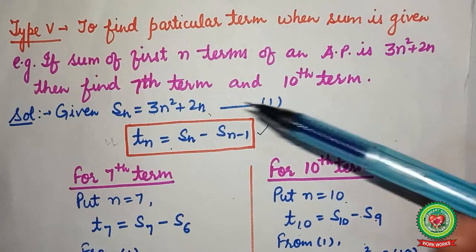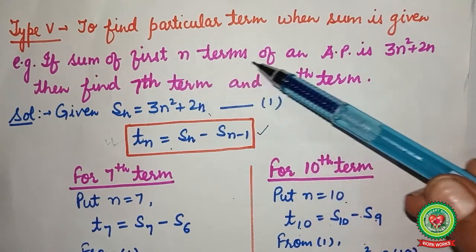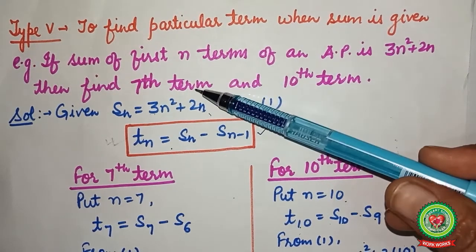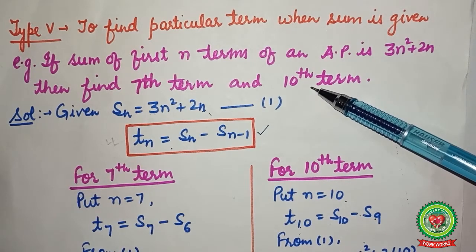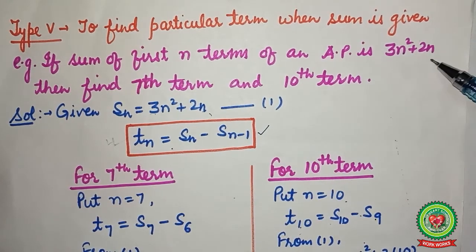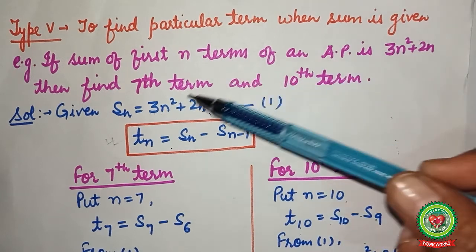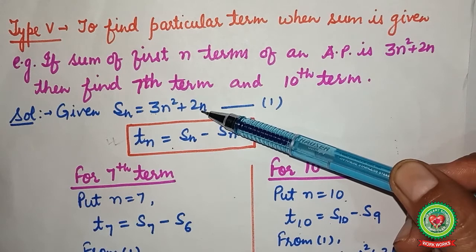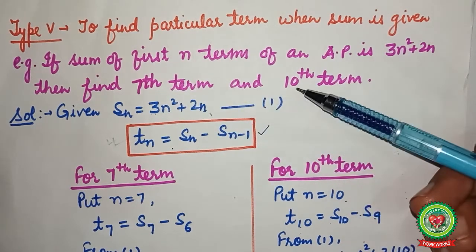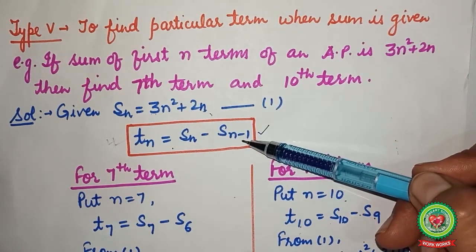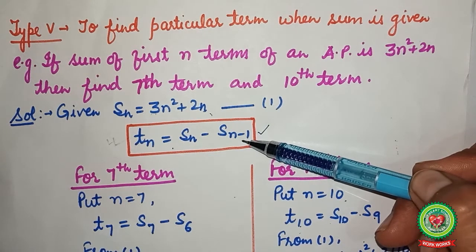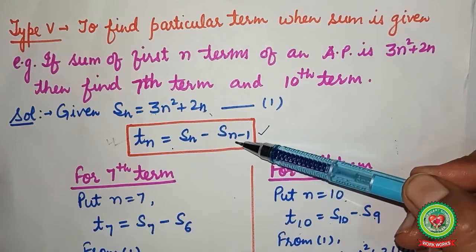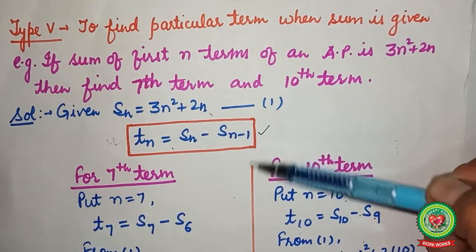For example, if sum of first n terms of an AP is 3n square plus 2n, then find the seventh term and 10th term. Here sum is given, so denoted as Sn. Sn is equal to 3n square plus 2n. Now we have to find the term. So this is a relation between the term and the sum. That is, Tn is equal to Sn minus Sn minus 1. You have to remember this formula.